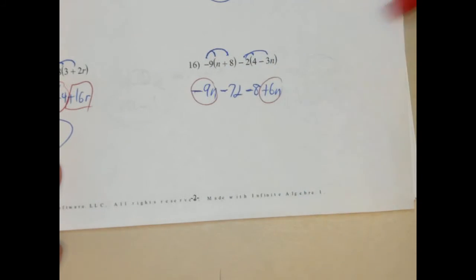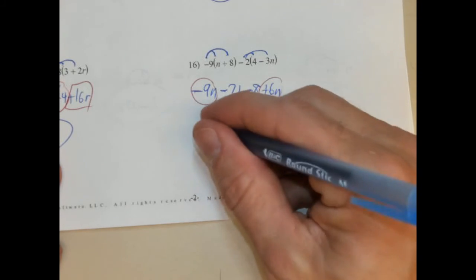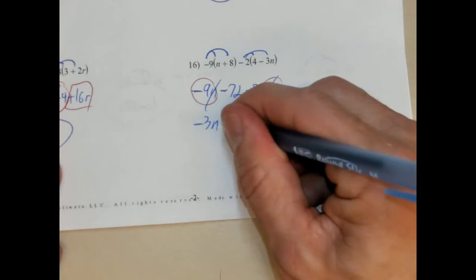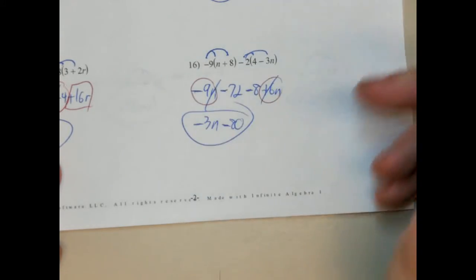Okay. Let's combine some like terms here. So negative 9n plus 6n would be negative 3n. And then negative 72 minus 8 would be negative 80. And that is that.